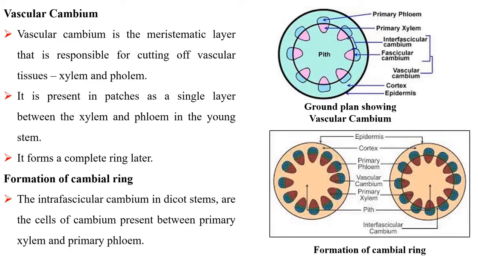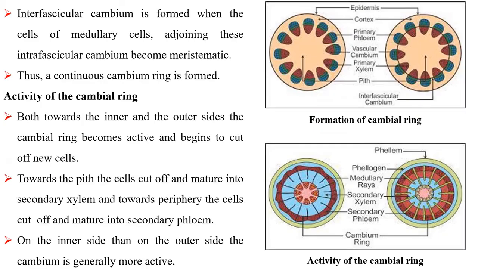Formation of cambial ring. The intrafascicular cambium in dicot stems are the cells of cambium present between primary xylem and primary phloem. Interfascicular cambium is formed when the cells of medullary rays adjoining these intrafascicular cambium become meristematic. Thus, a continuous cambium ring is formed.